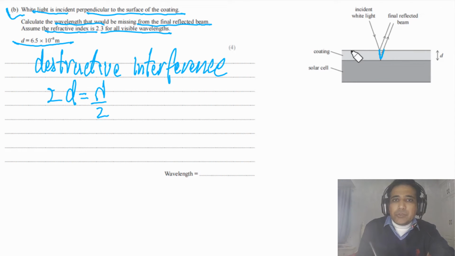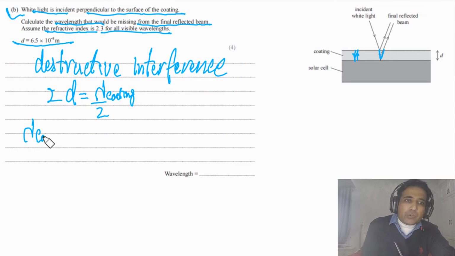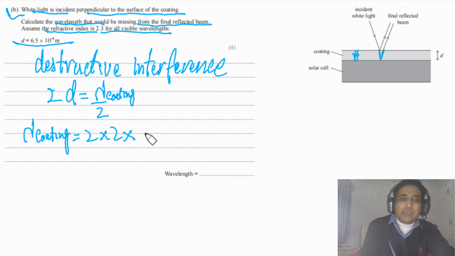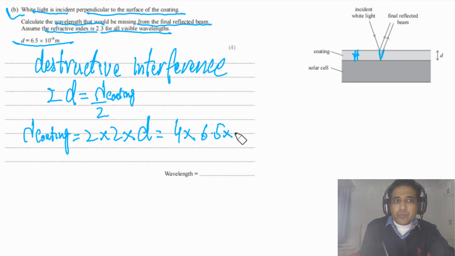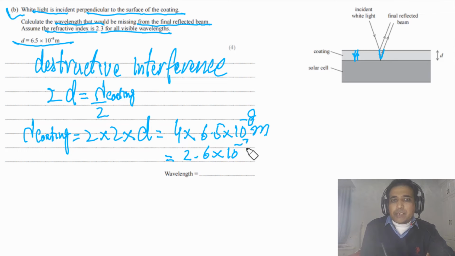We are assuming the angle is 90 degrees, so simply we are assuming light goes this way and the waves then come back along this way. So the total distance in the coating is equal to 2d. So we can find the value of lambda in the coating. So this is lambda coating, and this is equal to 2 times the value of d, so it means 4 times d, and the value of d is 6.5 times 10 to the minus 8 meters. If we multiply this, we can find the value of lambda. Lambda will be equal to 2.6 times 10 to the minus 7 meters.